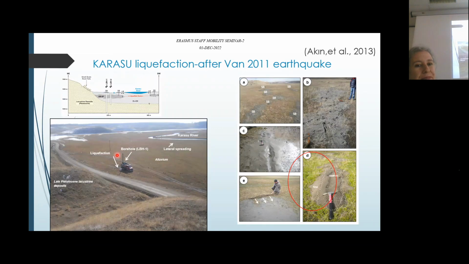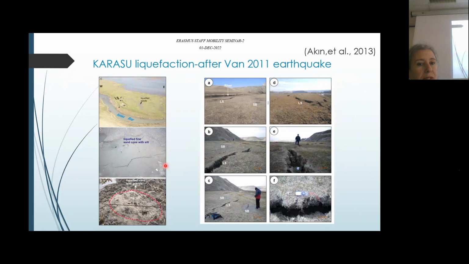So here you can see, this is the river, this is the lateral spreading that occurred, this is the alluvial area, this is the first borehole that we were also working on at that place. And there are some additional photos, I think it should be on the right side, with the coarse and fine-grained soil we have also observed in that region. And even with the lateral spreading and sand boil locations, you can see some of it.